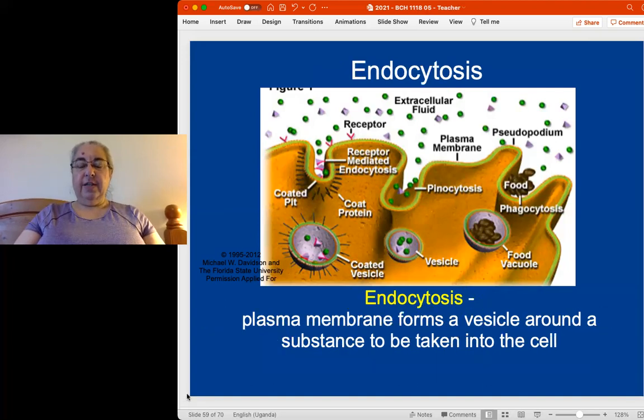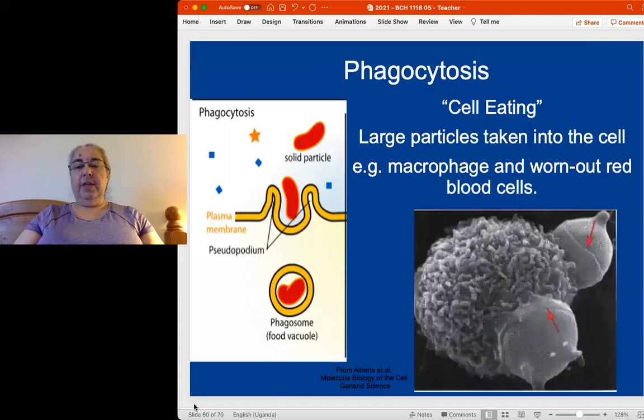So the first thing we're going to talk about is endocytosis. So endo means inside, cytosis to do with a cell. So we are bringing things inside the cell. The plasma membrane forms a vesicle around the substance which needs to be taken into the cell. Okay, so the first type of endocytosis is phagocytosis. So this is just a word which means cell eating.